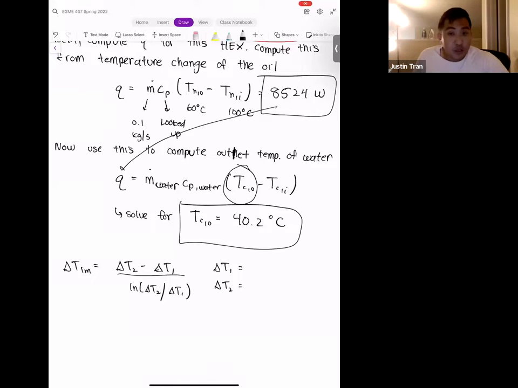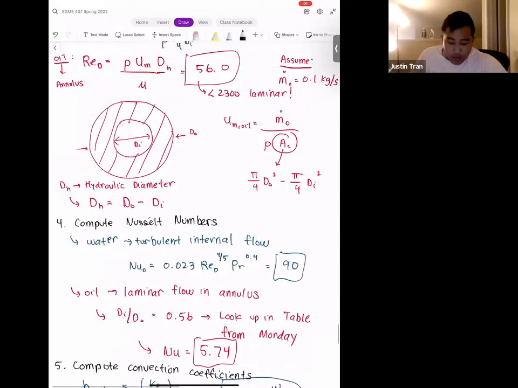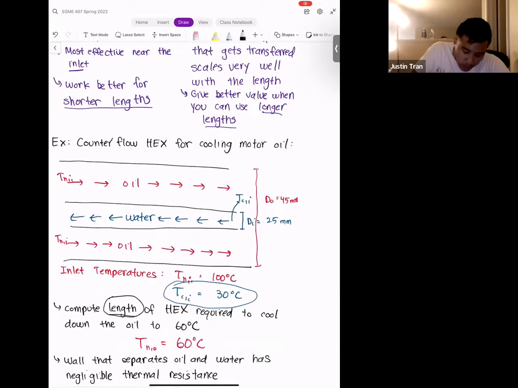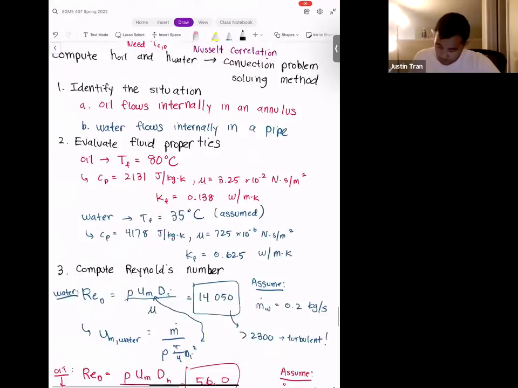And so delta T1 is going to be the temperature of the oil at the inlet minus the temperature of the water at the outlet, okay? Because delta T1, remember, is the temperature difference on the left side of the heat exchanger. So remember, this is side 1 and this is side 2, right? And so side 1 being the left side, we take the temperature difference between T_H,i and T_C,o, okay?